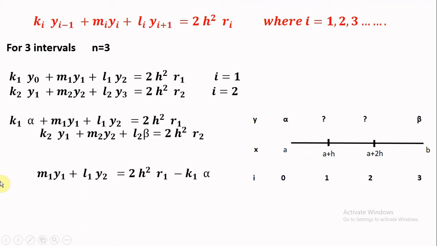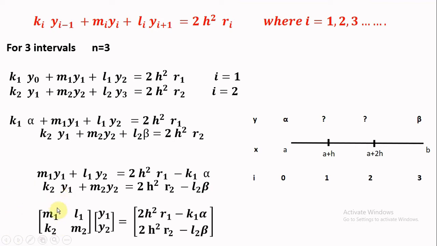And if we rearrange these 2 equations, the first equation over here will be given by this m1 y1 l1 y2, and the k1 alpha we have taken on the right hand side. So we get this equation, and the second equation will be like this. Now these 2 equations can be written down in the matrix form, and if we write down the matrix form of these 2 equations, this is what we'll get.